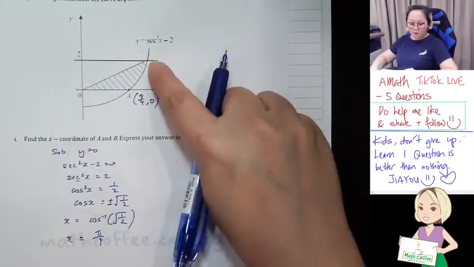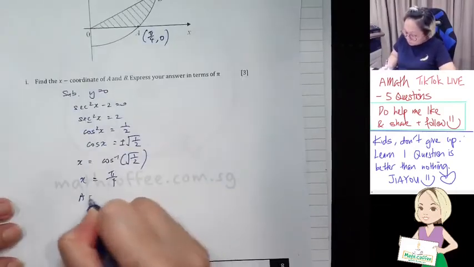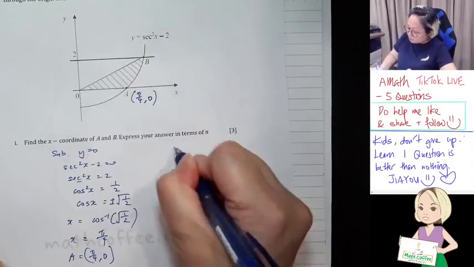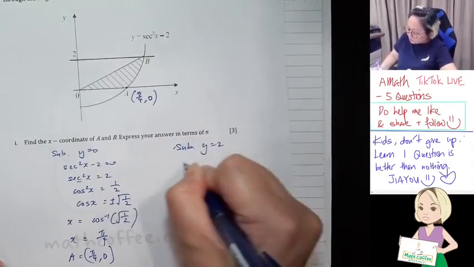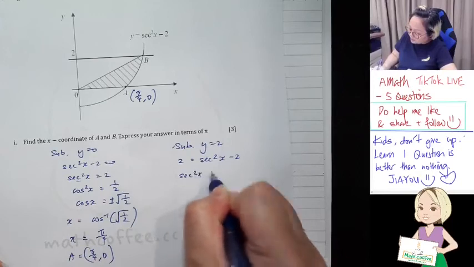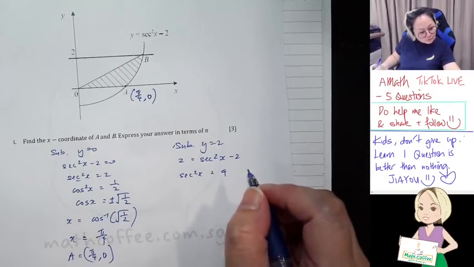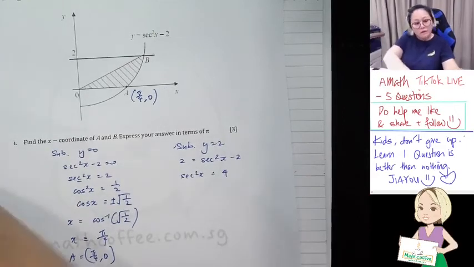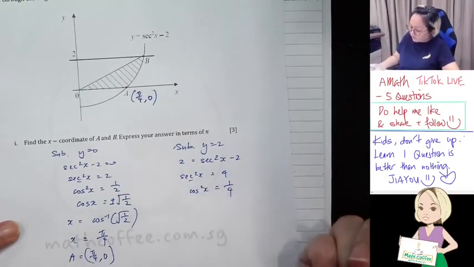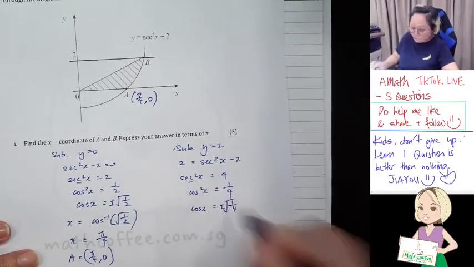Next, you need to find coordinate B. Right here, my A is equal to pi over 4, 0. For B, I need to sub in y equals 2. So 2 equals secant square x minus 2. Bring over, it becomes secant square x equals 4. Then after that, again third letter, so cosine square x is equal to 1/4, and my cosine x is equal to square root 1/4 with a plus minus.